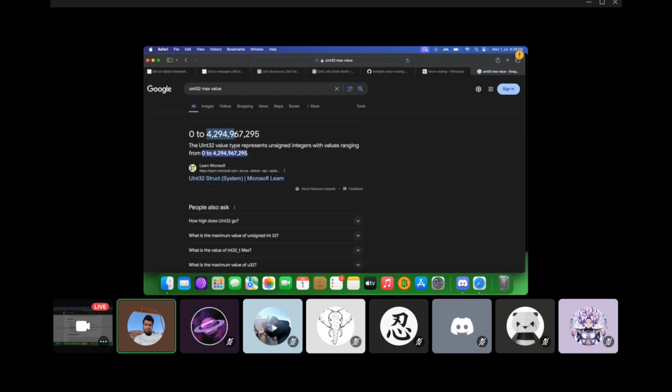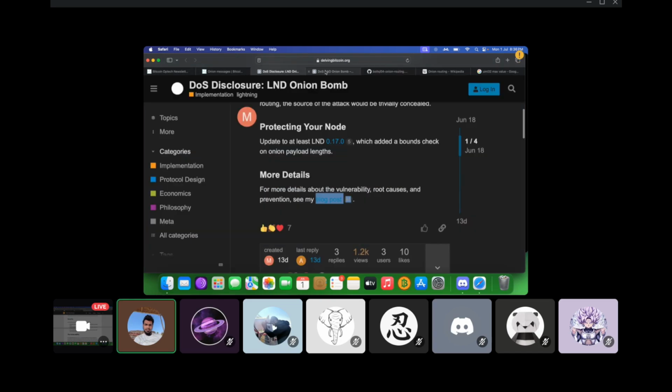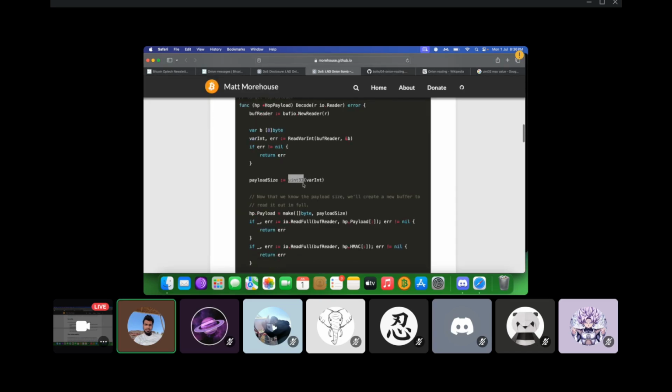So earlier what was happening was it was possible for somebody to put the prefix which indicated the amount of memory that needs to be allocated to parse the payload.